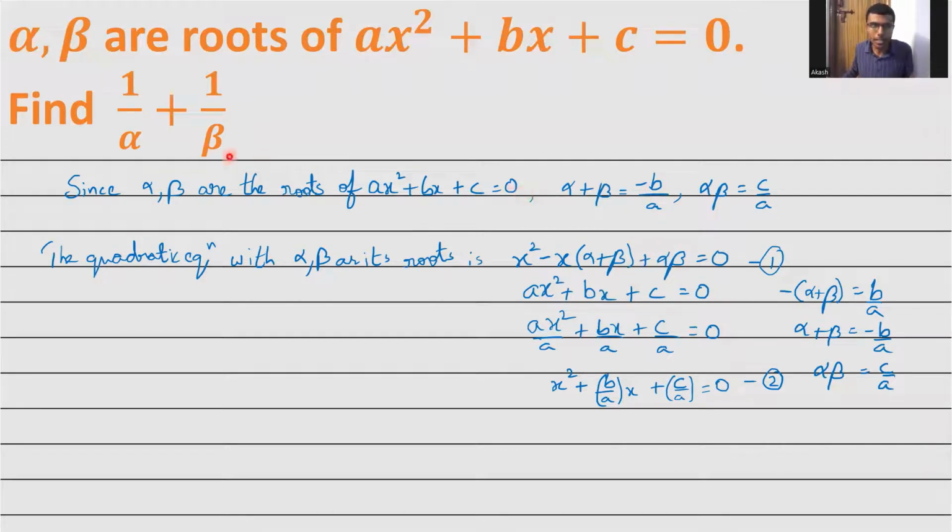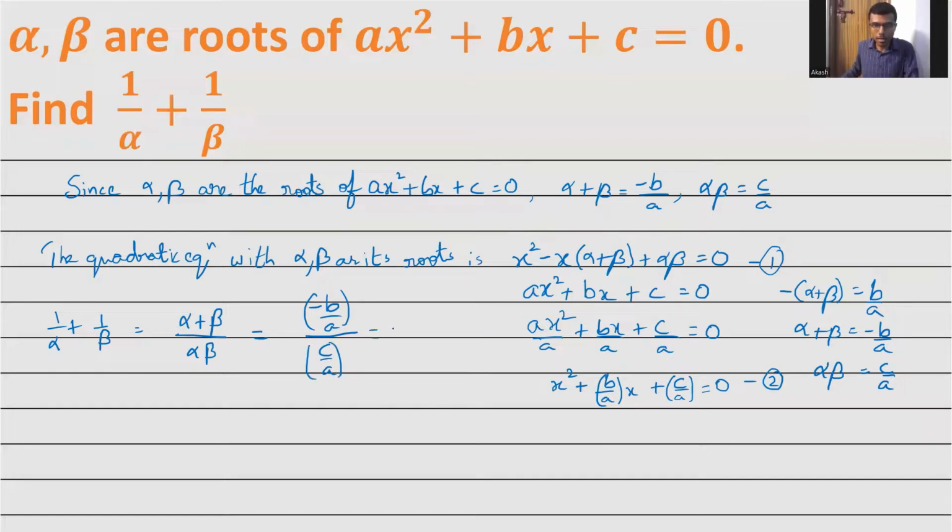Just this understanding. Now in this question, what we need to find? 1 by alpha plus 1 by beta. Now let's go into it. 1 by alpha plus 1 by beta. Now if I take LCM, I'll get alpha plus beta by alpha beta. Now what is our alpha plus beta? Minus b by a. So this should be nothing but minus b by a whole divided by, what is alpha beta? C by a.